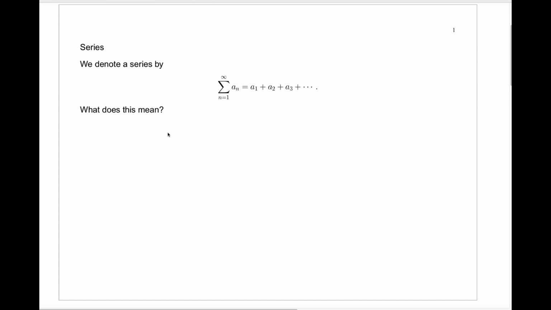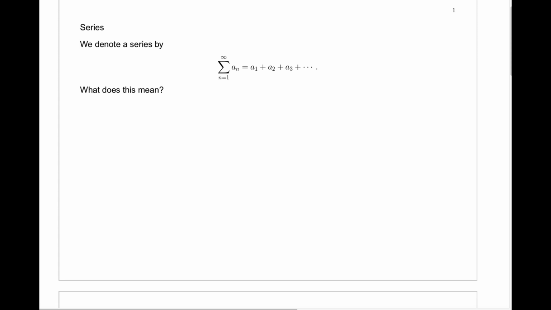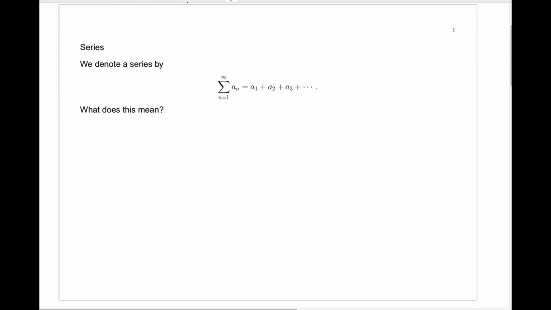Right away, we should see that if we look at something like 1 plus 1 plus 1 plus 1, etc., and we keep adding 1 to itself over and over again, that won't make any sense. We use the term in mathematics, it will blow up. It will not be equal to any finite real number.